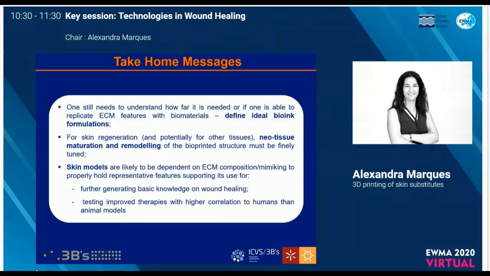And if we think of skin tissue models that can also be used for generating basic knowledge on wound healing, or for testing improved therapies with higher correlation to humans than animals, we really need to consider that we have to have a better mimic of the extracellular matrix in those models to be able to have representative results.